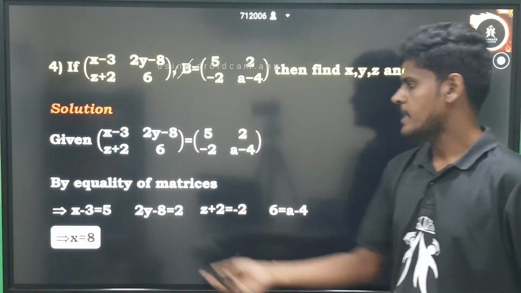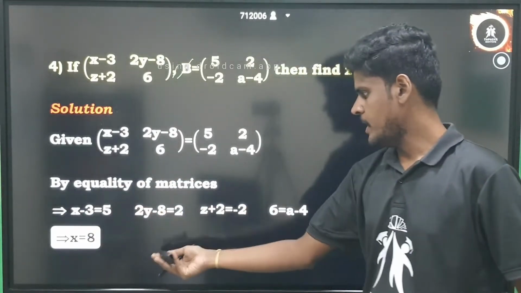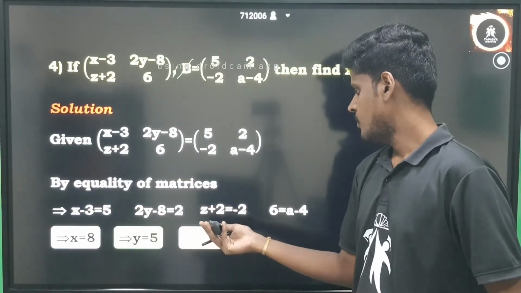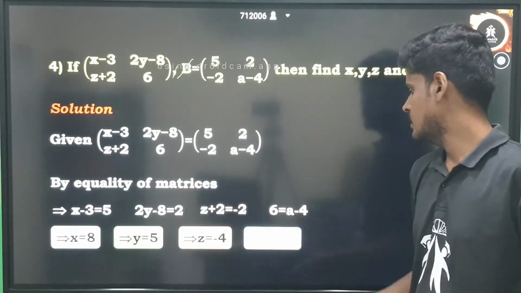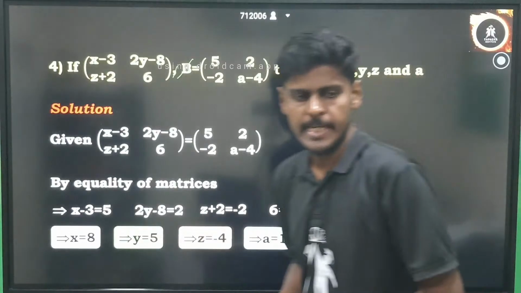Which means what is x? X equal to 8. What is y? Y will be 5. What is z? Minus 4. What is a? 6 plus 4 is 10. So this will be the answer.